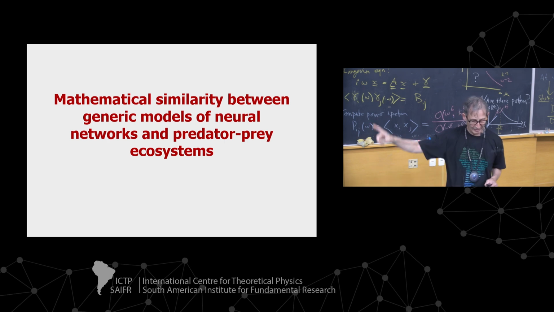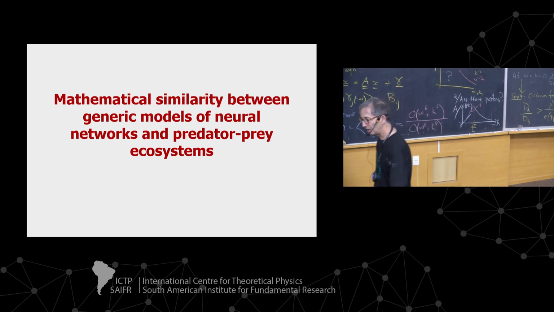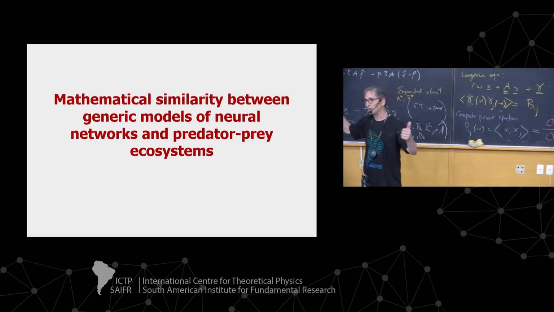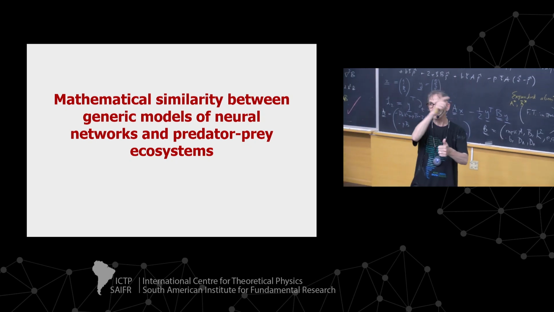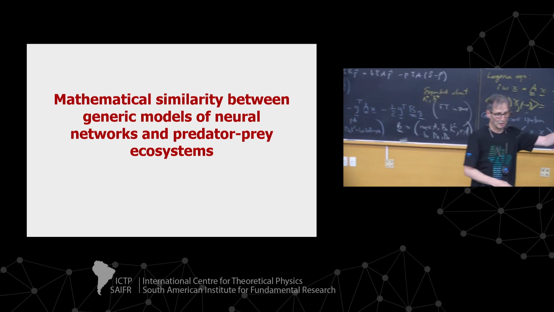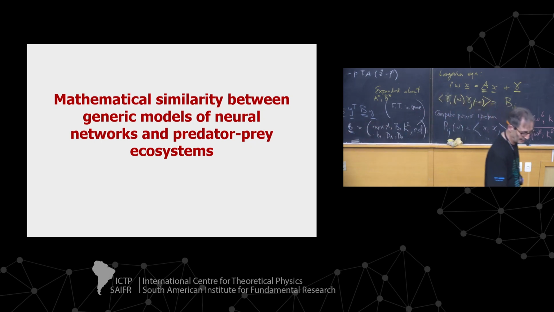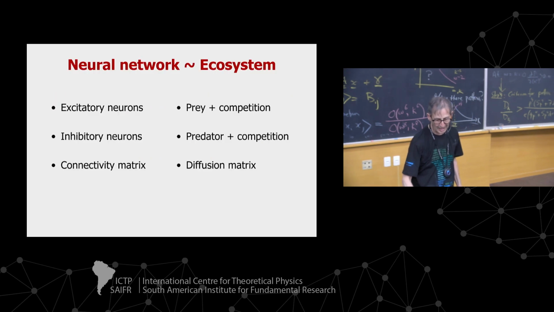I want to mention that there is a mathematical similarity between the generic models of neural networks and predator-prey ecosystems. And the reason for that is this. You have two sorts of neurons in your brain: excitatory neurons that excite themselves and excite other neurons, and inhibitory ones that inhibit themselves and inhibit other neurons. So the excitatory ones are like the predators, and the prey are like the inhibitory ones. The range of the interactions, like here's a neuron over here, here's a neuron over here, is like the diffusion coefficients. So you can write down these mathematics, and they look very similar. This analogy was first mentioned by Jack Cowan, famous mathematical neuroscientist, in his PhD thesis.